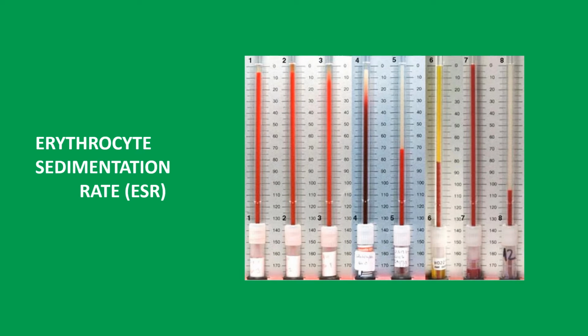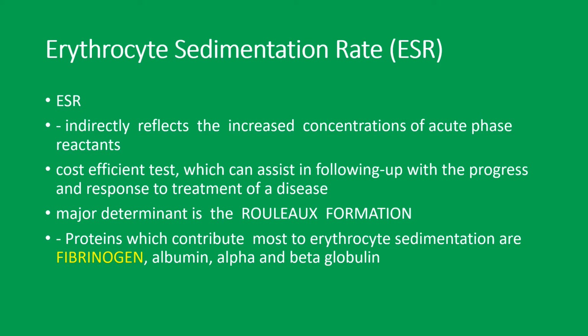So as I mentioned earlier, your erythrocyte sedimentation rate, or your ESR, is one of the oldest methods to determine your acute phase reactant. Your ESR indirectly reflects the increased concentration of acute phase reactants. It is cost efficient because it is cheap, accessible, available, and can be done easily in many laboratories, and it can assist in following up with the progress and response to treatment of a disease.